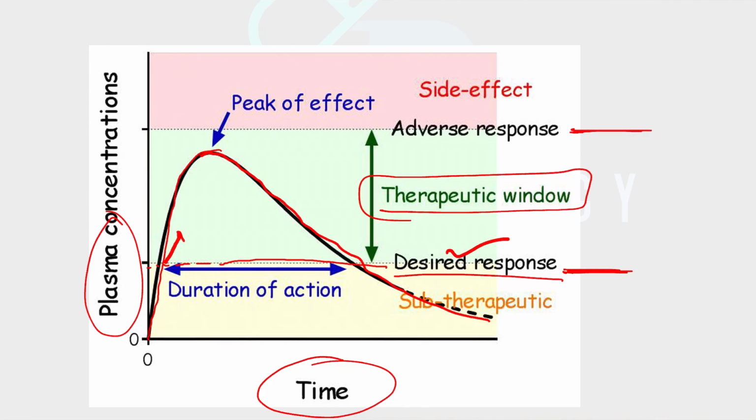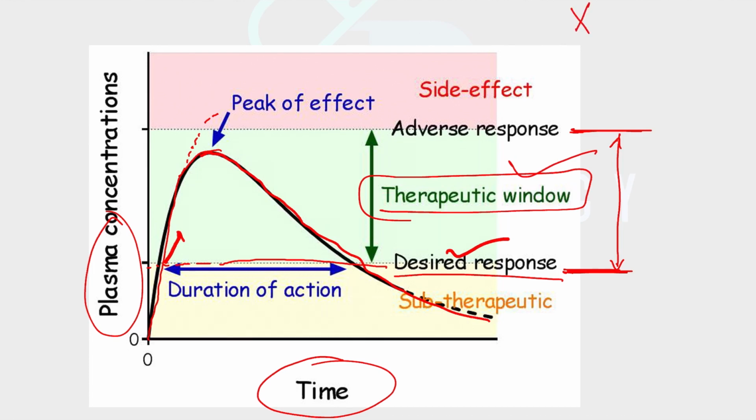This is the line of adverse drug response or side effects. So if the concentration goes above that line, there are chances of adverse drug reactions or negative effects or side effects. So we need to keep the concentration of drug between these two lines, and this window is called the therapeutic window. Now what is the clinical significance of this therapeutic window?